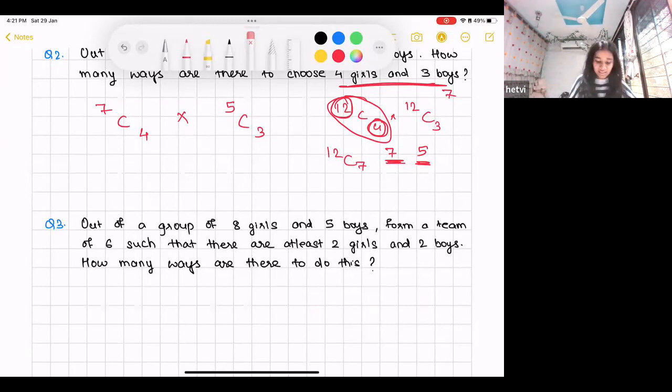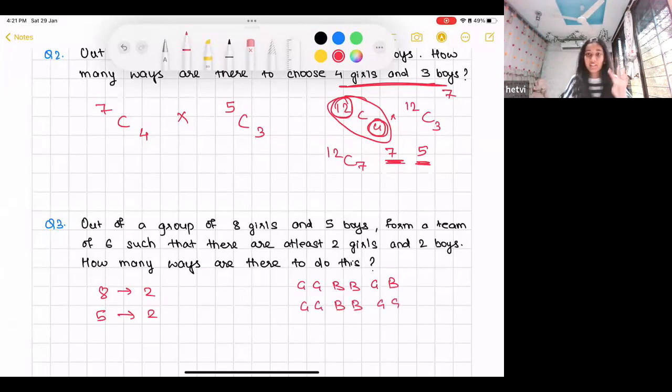Again, as I said, out of the 8 girls, we definitely want 2. Out of the 5 boys, we definitely want 2. So one possibility could be girl, girl, boy, boy, girl, boy. So 3 girls, 3 boys in total. But we can also have the possibility of girl, girl, boy, boy, girl, girl, right? We can have 4 girls and 2 boys. That also comes under the same criteria. We can also have girl, girl, boy, boy, boy, boy, 4 boys and 2 girls. So if you say 8C3 times 5C3, you're only considering the first option.